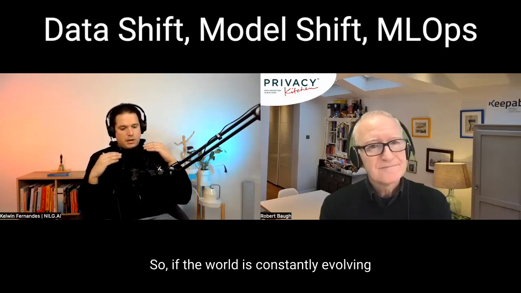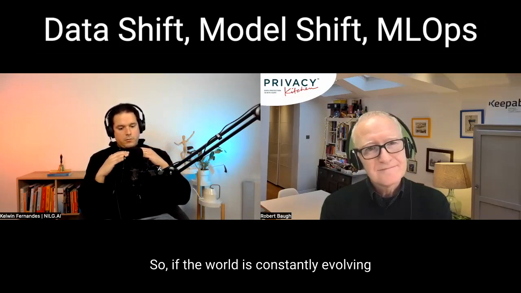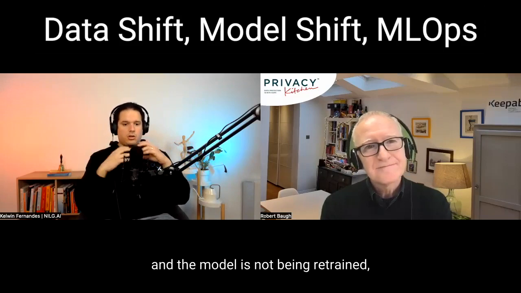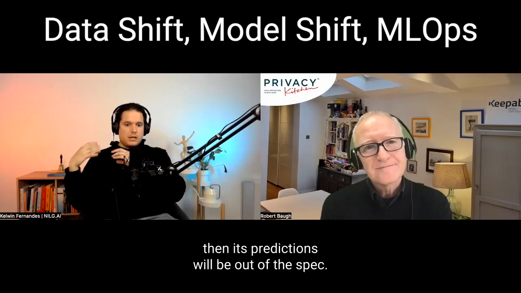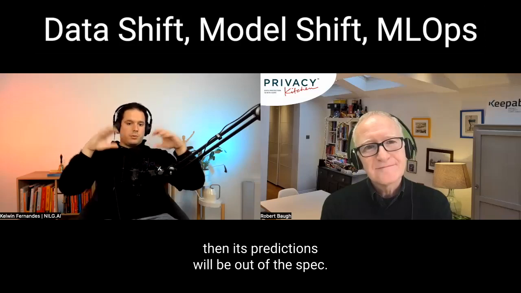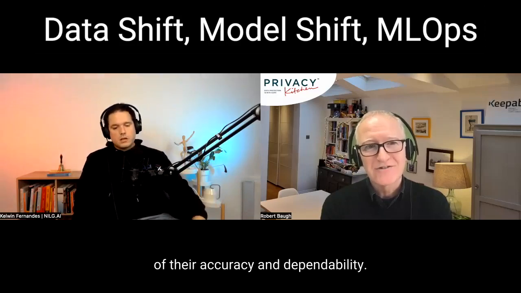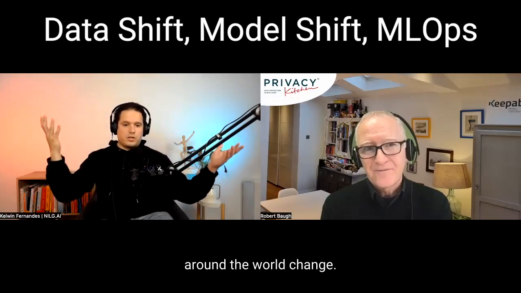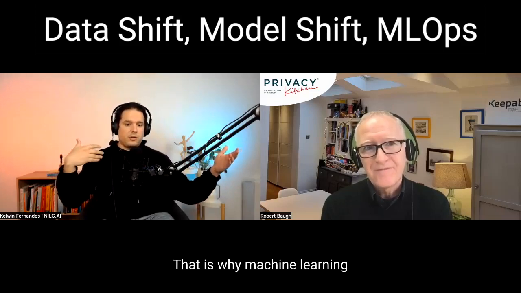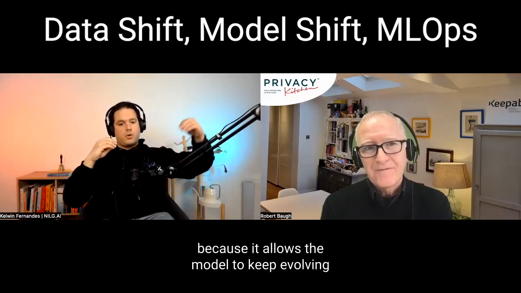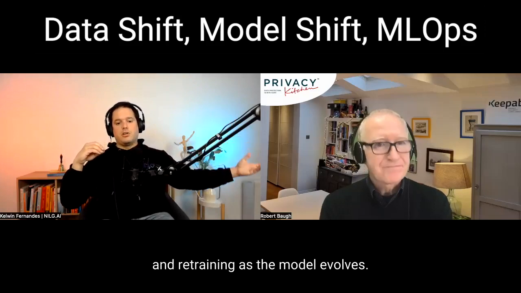If the world is constantly evolving and the model is not being retrained, then its predictions will be out of the expected answers. So the outputs can shift in terms of their accuracy and dependability, because the variables around the world change, right? And that is why machine learning is so important in AI nowadays, because it allows the model to keep evolving and retraining as the world evolves.